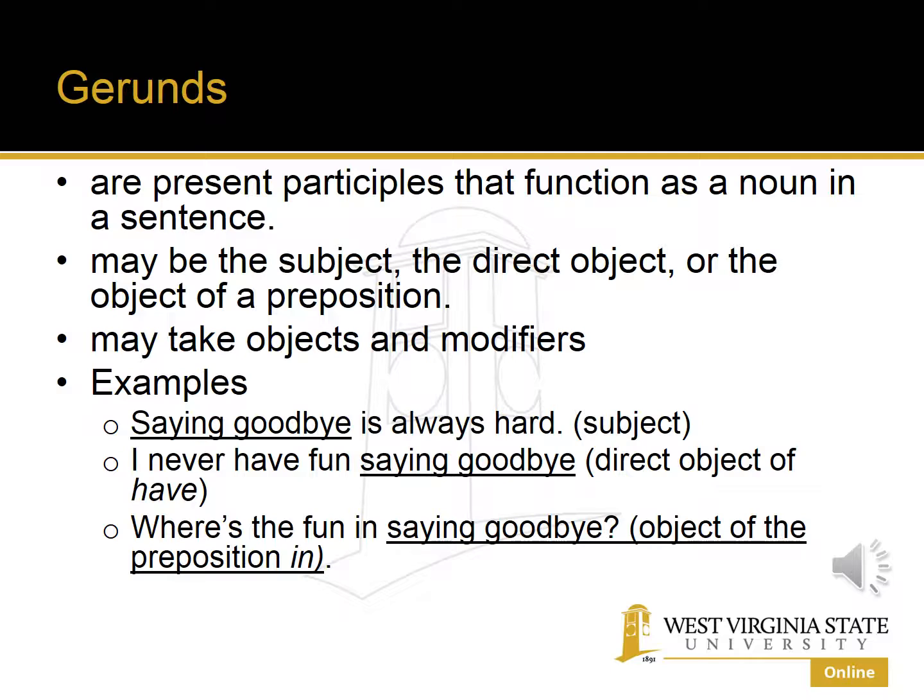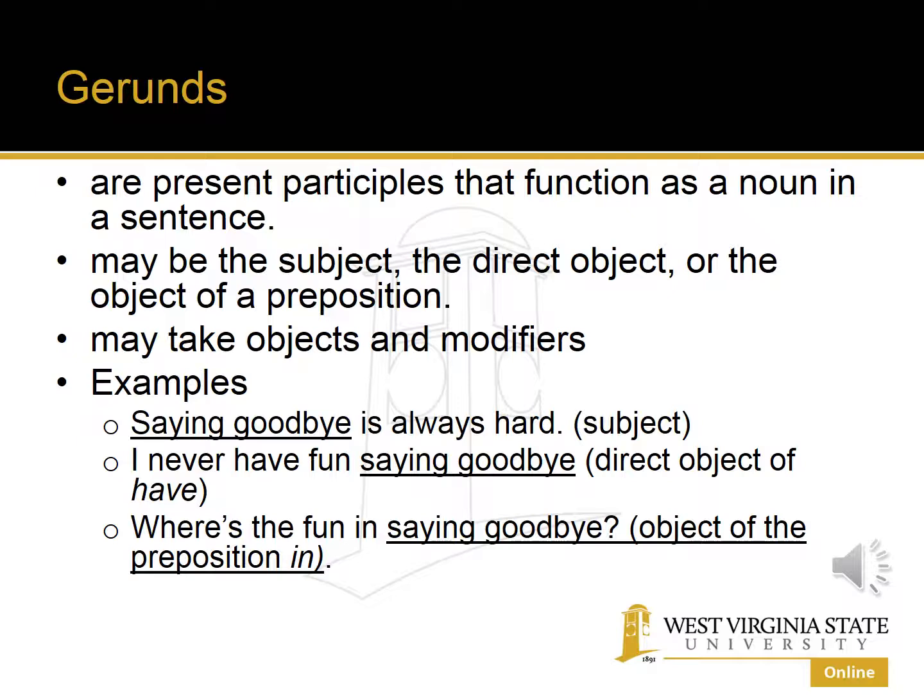All right, so a gerund is a noun. A gerund can be the subject of a sentence, it can be the direct object, or it can be the object of a preposition, just like a noun can be. The gerund can also take objects, and it also can take modifiers. So it functions both as a noun and as a verbal form. So, some examples. The gerund phrase saying goodbye starts with the gerund saying, and it also has an object, goodbye. What am I saying? Goodbye.